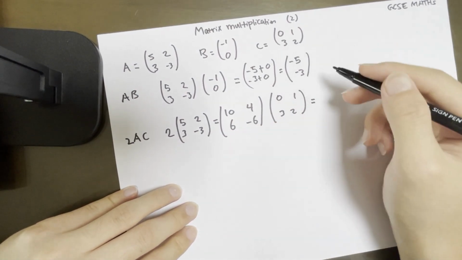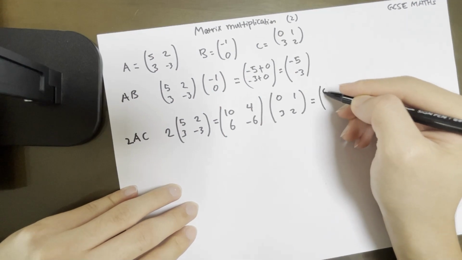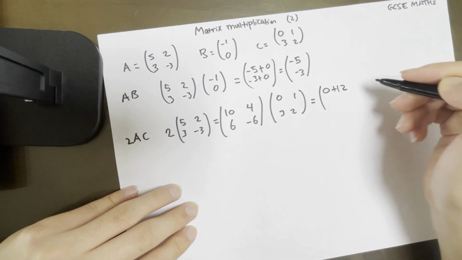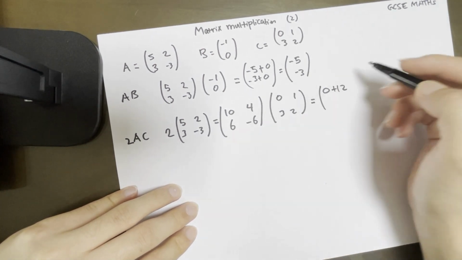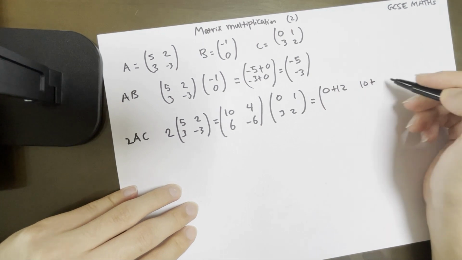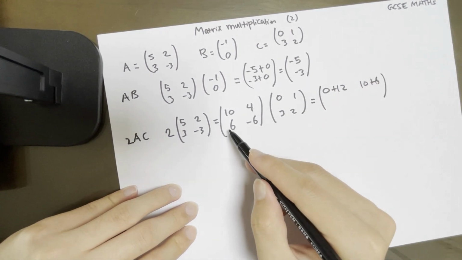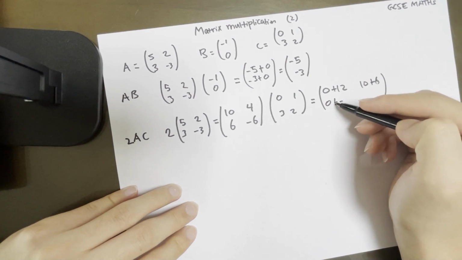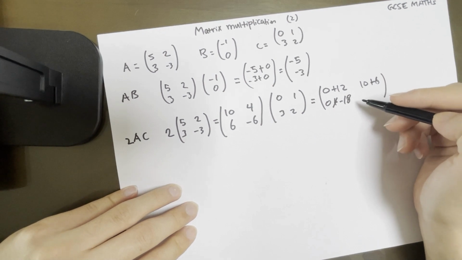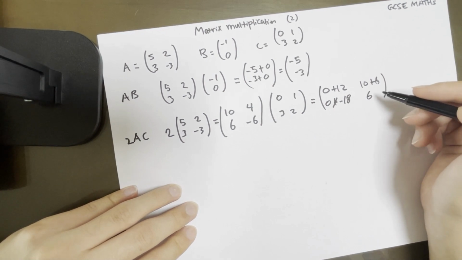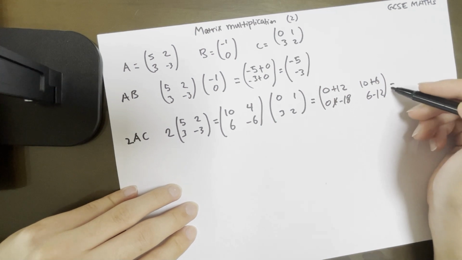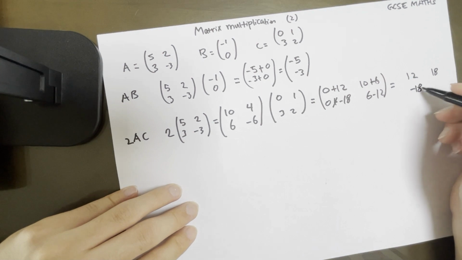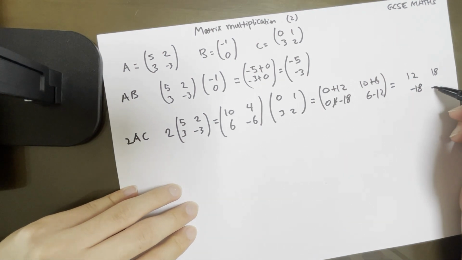This is a 2 by 2 matrix, so 10 by 0 gives us 0, plus 4 by 3 gives us 12. 10 by 1 gives us 10, plus 4 by 2 gives us 8. 6 by 0 gives us 0, plus minus 6 by 3 gives us minus 18. So that becomes minus 18. 6 by 1 gives us 6, minus 6 by 2 gives us minus 12. If we simplify this, we get 12, 18, minus 18, and minus 6.